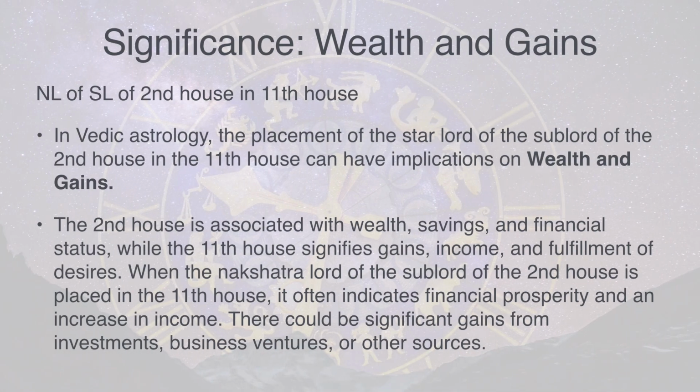In astrology, the placement of the star lord of the sublord of the second house in the 11th house can have implications on wealth and gains. The second house is associated with wealth, savings, and financial status, while the 11th house signifies gains, income, and fulfillment of desires. When the star lord of the sublord of the second house is placed in the 11th house, it often indicates financial prosperity and an increase in income. There could be significant gains from investments.